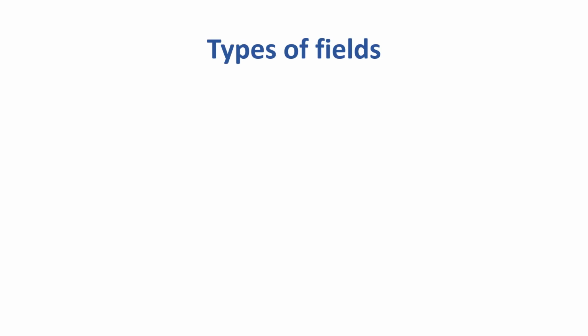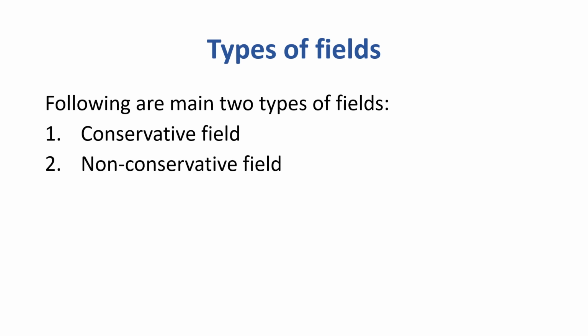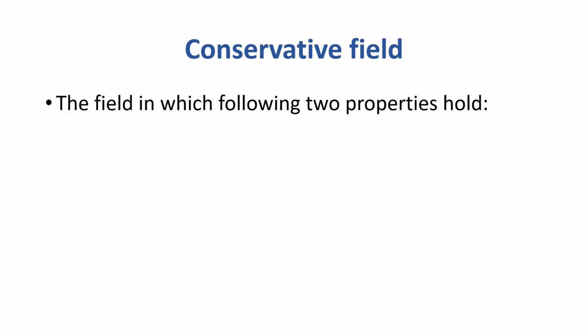So in the previous slide, we discussed the types of work done. अब हम discuss करेंगे the types of fields. So fields are basically of two types, conservative fields and non-conservative fields. So what is conservative field?